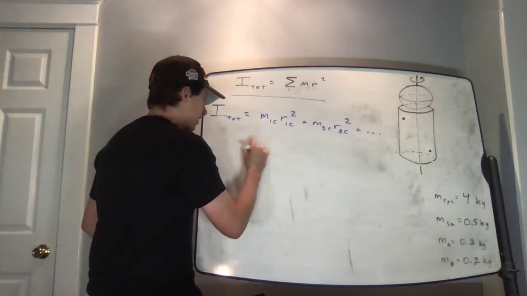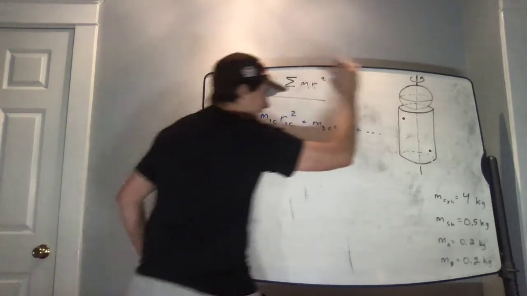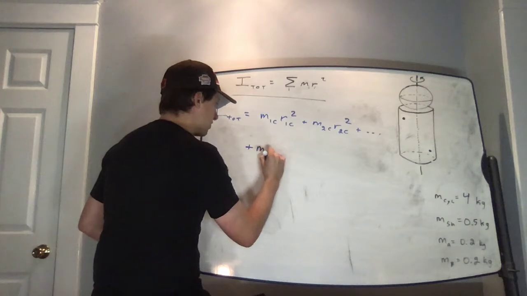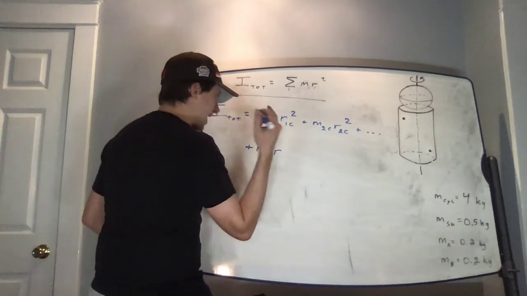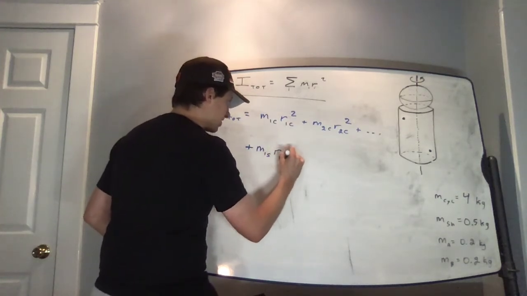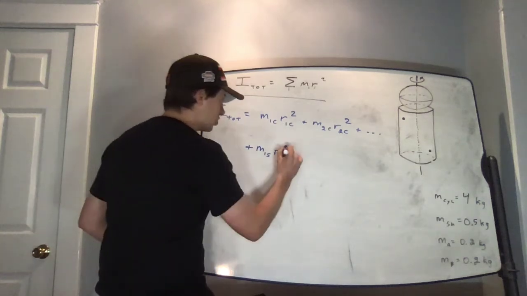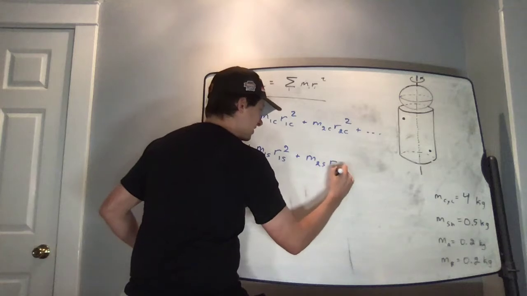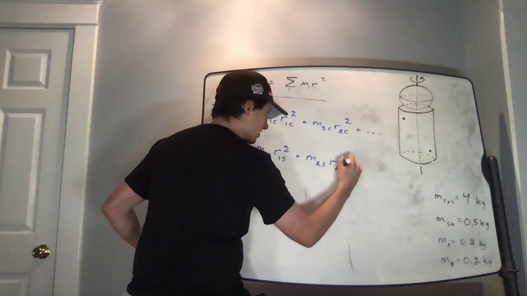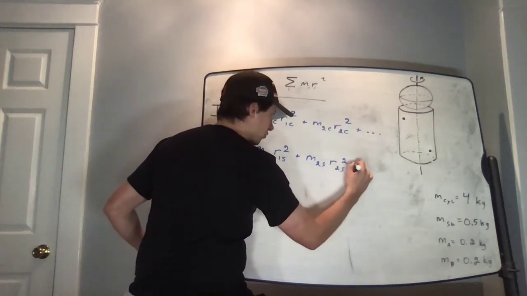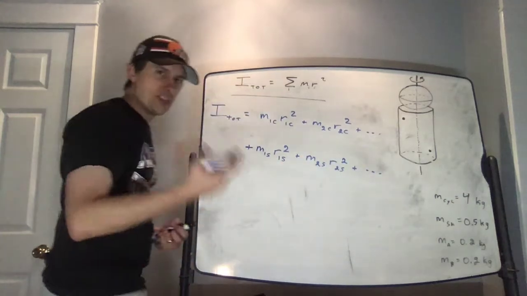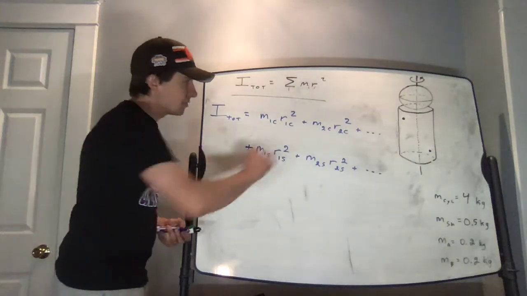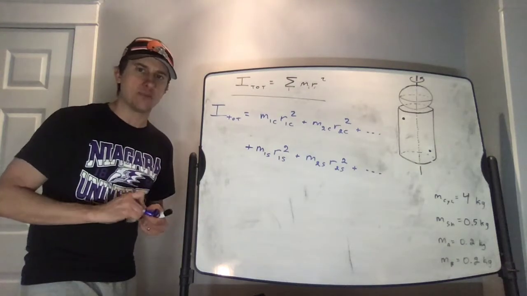So I could write plus, because we're adding every atom in the entire contraption, the mass of atom number 1 in the shell, the distance atom number 1 in the shell is from the center of the axis of rotation, plus the mass of atom number 2 in the shell, the distance atom number 2 is from the center of rotation squared. I add up every term there. And I have now accounted for every atom that makes up the thin spherical shell.